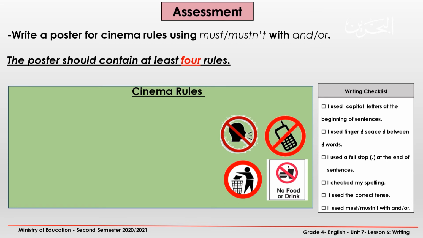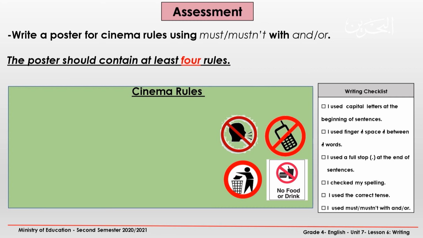Now, in this writing activity, you should write a poster for cinema rules using must or mustn't with and or. The poster should contain at least 4 rules.